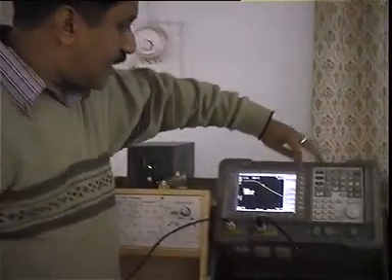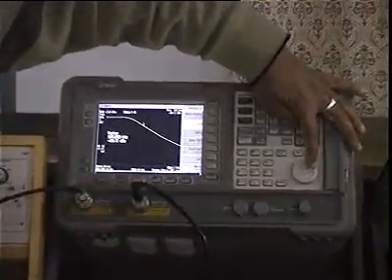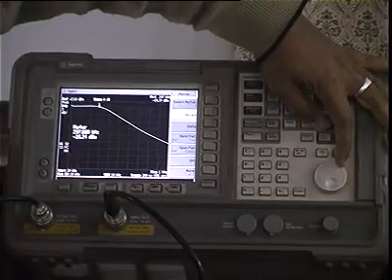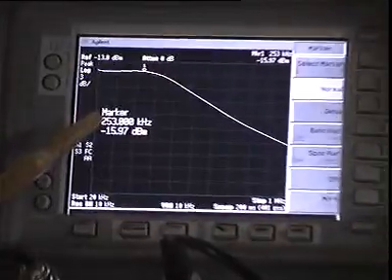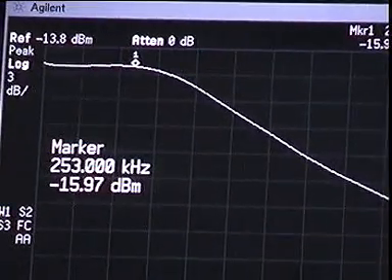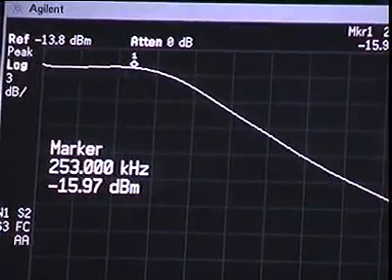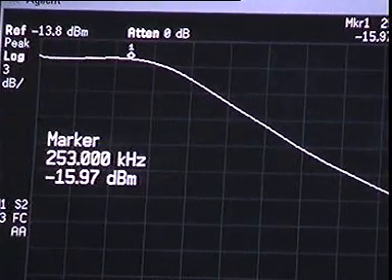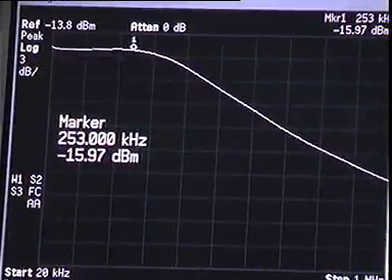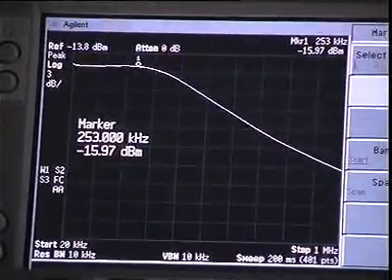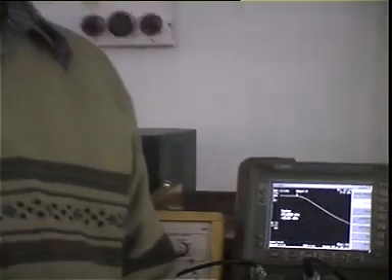Now let us move this marker. I can move this marker by using this dial. Okay. Now let us note the power. It's about minus 15.97 dBm. Now the cutoff frequency of a filter is defined in several ways. The traditional way is to define the 3 dB cutoff frequency. Now what is meant by 3 dB cutoff frequency? It is that frequency at which the power through the filter falls by 3 dB compared to its DC value.